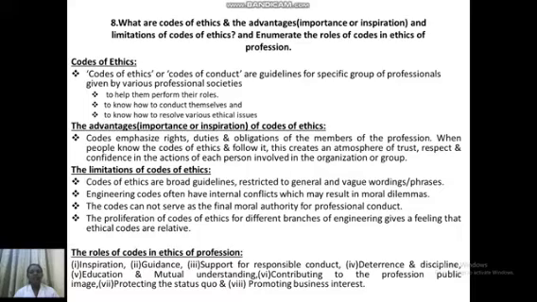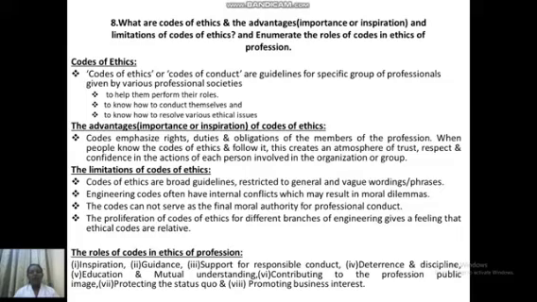The limitations of codes of ethics. Codes of ethics are broad guidelines restricted to general and vague wordings or phrases. Engineering codes often have internal conflicts which may result in moral dilemmas. The codes cannot serve as the final moral authority for professional conduct. The proliferation of codes of ethics for different branches of engineering gives a feeling that ethical codes are relative.